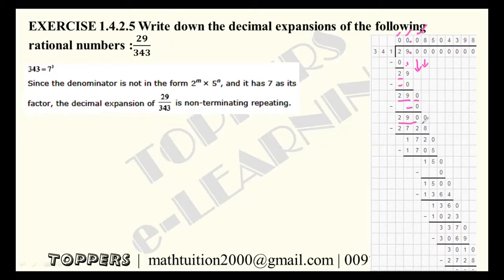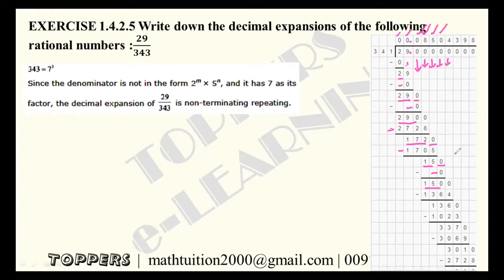Subtract, we will get 290. Bring next 0 down, so we got 2900. Now it is a bigger number. How many times? 8 times. 8 times 343, we will get 2744. On subtraction, we will get 156. Bring next 0 down, so we got 1560, bigger number. How many times? 4 times. 4 times 343, we will get 1372. On subtracting, we will get 188.